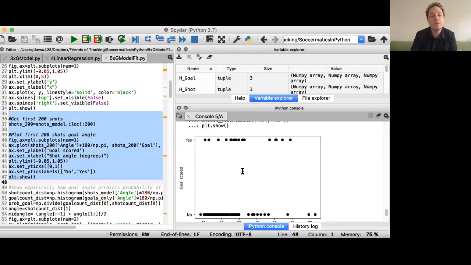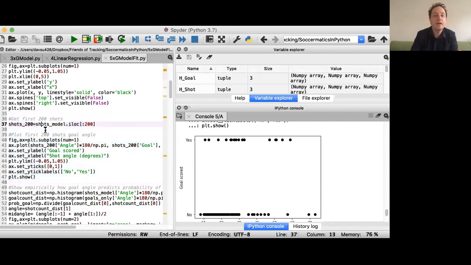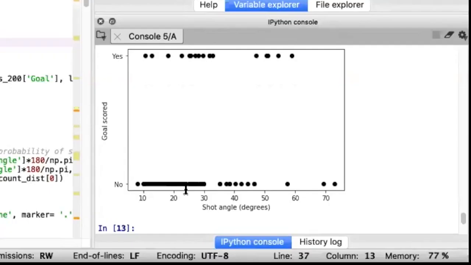So I've loaded in my shot model again, and I've just taken the first 200, and I've plotted, was it a goal, yes or no? So a dot up here means yes, and a dot down here means no. So there's a lot of clustering here. When there's a low shot angle, most of these are not scored. When there's a high shot angle, you can start to see the ratio is more like 50-50, or there's actually a sort of favor in front of goals being scored.